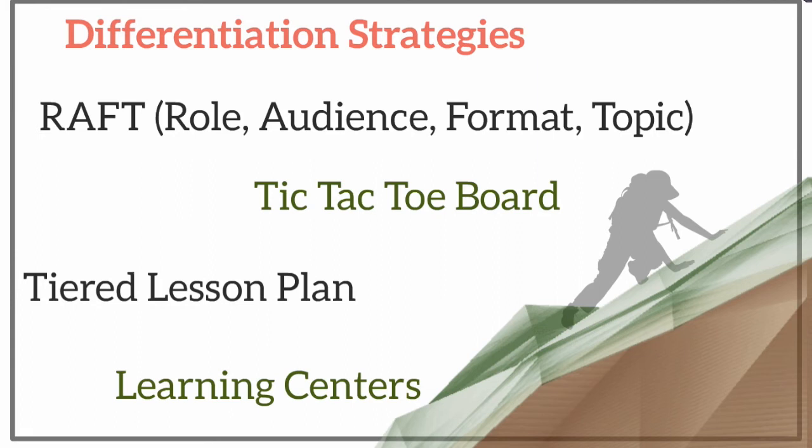Some different strategies that can be used. I mentioned some of these on the last slide. RAFT is one that's really, really useful. You can use this in just about any assignment, and that's where you have a chart. The kids have to choose one row. It gives you the role that they're playing, who the audience is that they're writing to or presenting to, and what kind of format they would use.